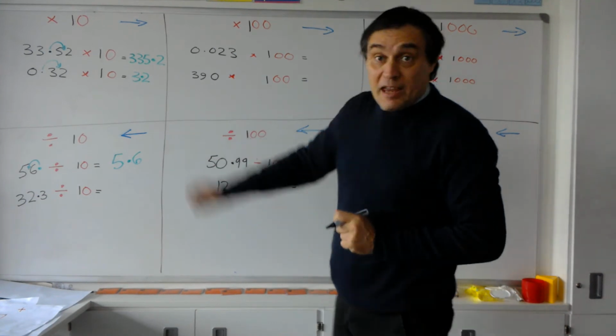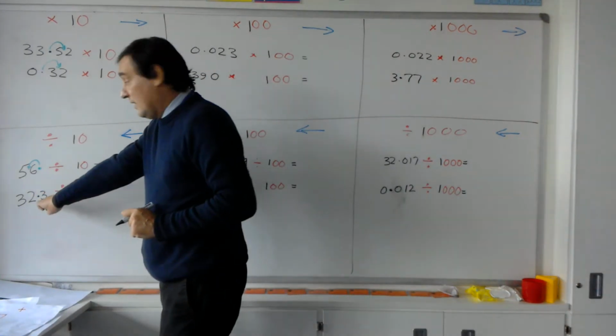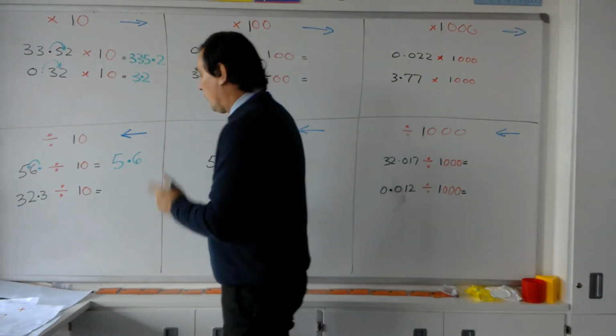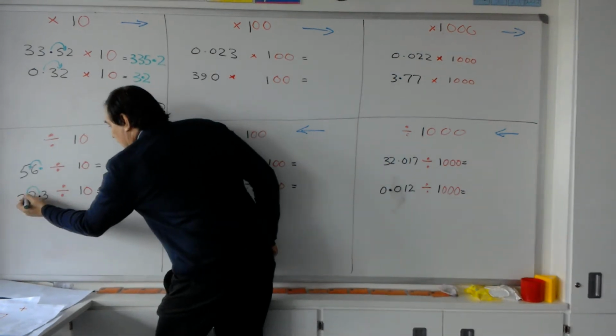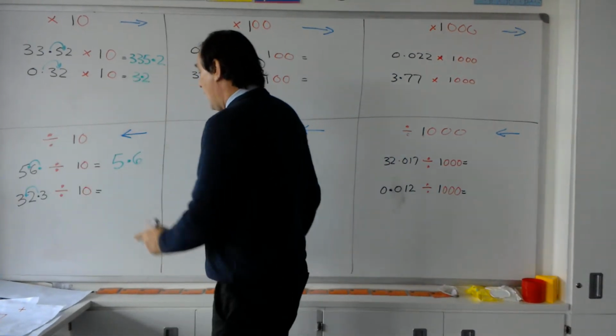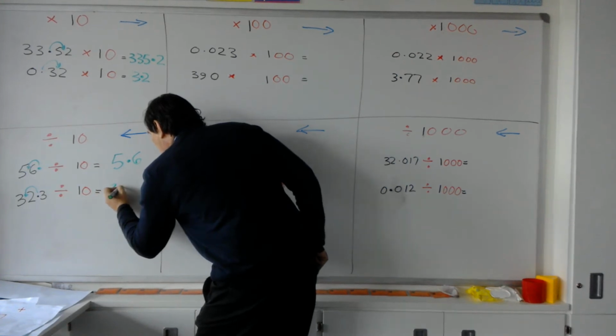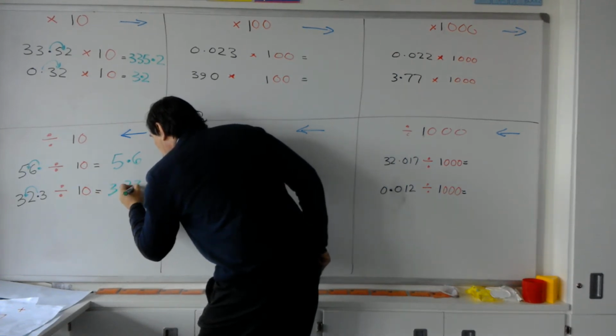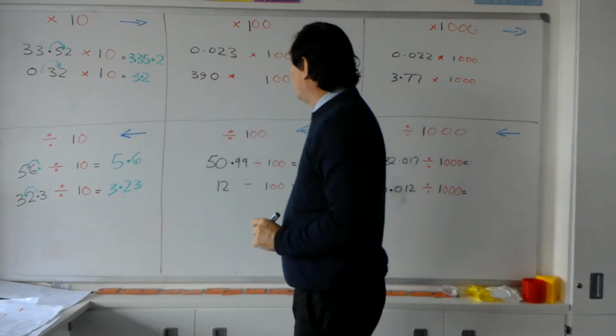Okay, this one's a bit easier because I've actually got the decimal point in there already, so I don't have to make one. So moving that one place to the left, because we're dividing by 10, gives me 3.23. Okay, still with it.